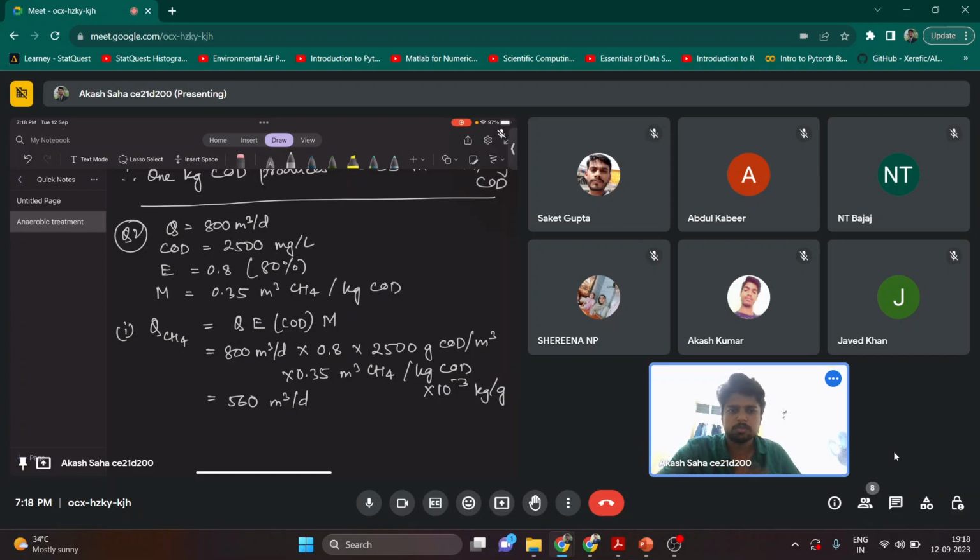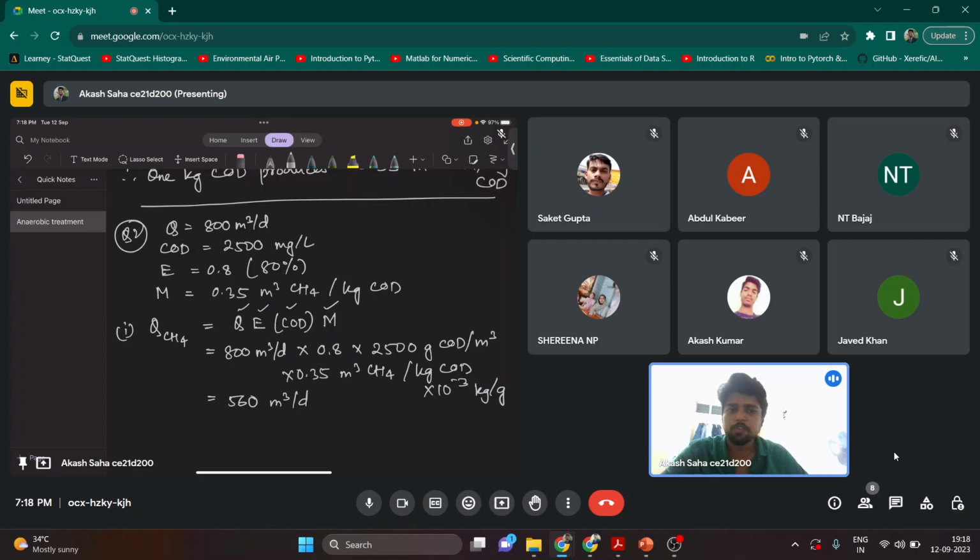Okay, so this was pretty direct. We just multiplied the flow rate into the fraction that is degrading, the total COD content, and per gram COD, what is the methane generation. So by multiplying all, we got it as 560 meter cube per day.